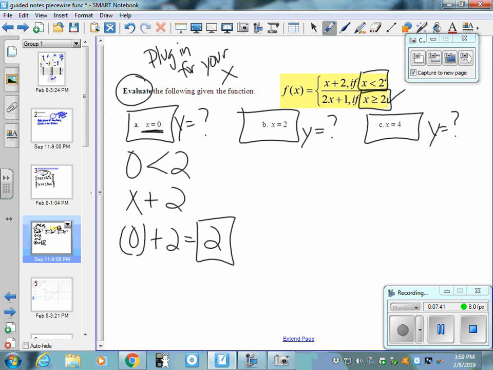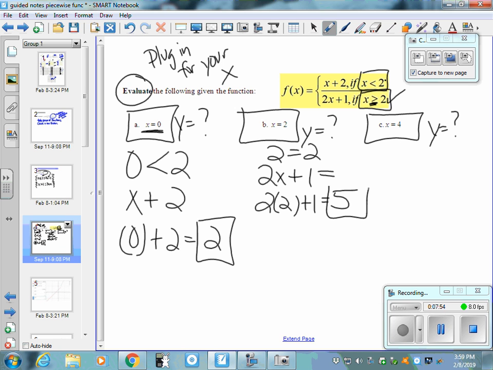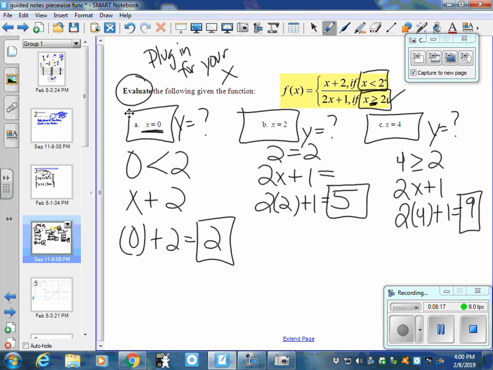Well, that occurs here because that's the equal to. So you're going to use 2x plus 1 because 2 is equal to 2. So we're going to plug in 2 and get 5. Then for 4, x is going to be greater than 2. So 4 is greater than or equal to 2. So we're going to use 2x plus 1 again. And we're going to plug in the 4. So we get 9. Now, that's the way you do it, just plugging in the math.